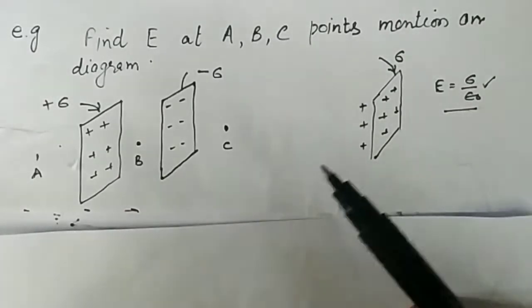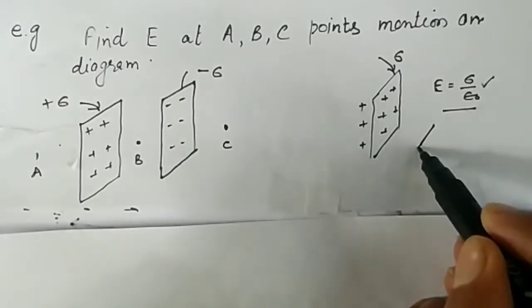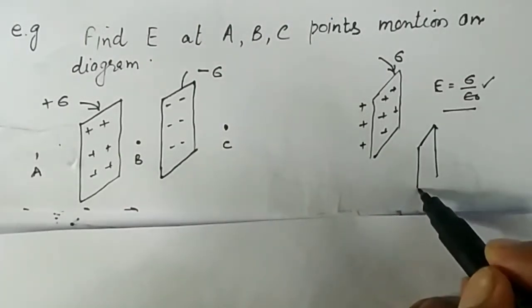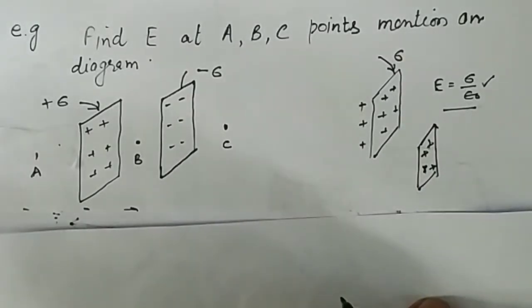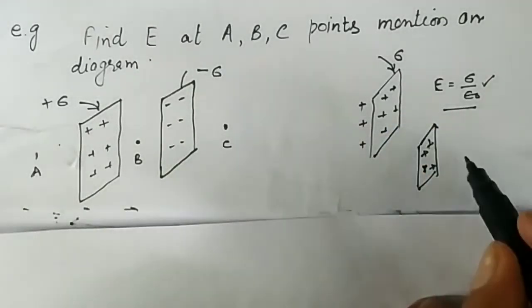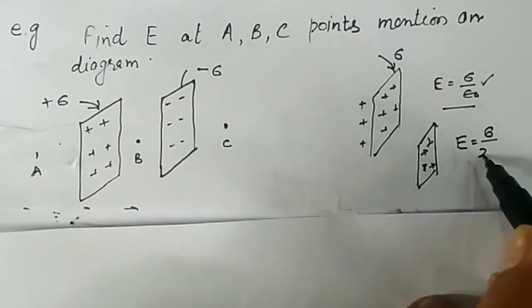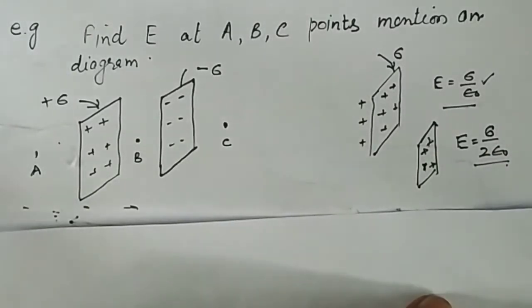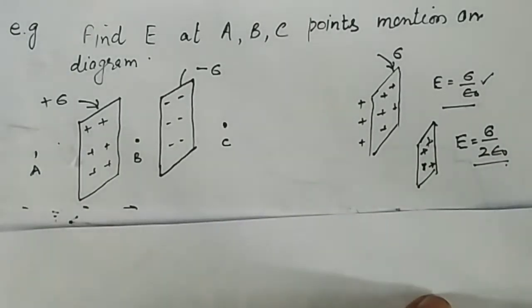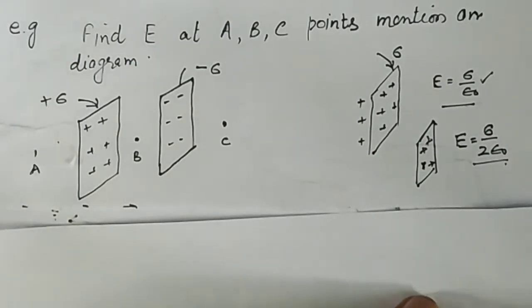Now what happens to the electric field when the charge is distributed on only one face of the sheet? When the charge is only on the front face, the electric field gets divided and becomes sigma by 2 epsilon naught. So keep this in mind: when the charge is distributed only on one face, the electric field will be sigma by 2 epsilon naught. Now come to the problem.